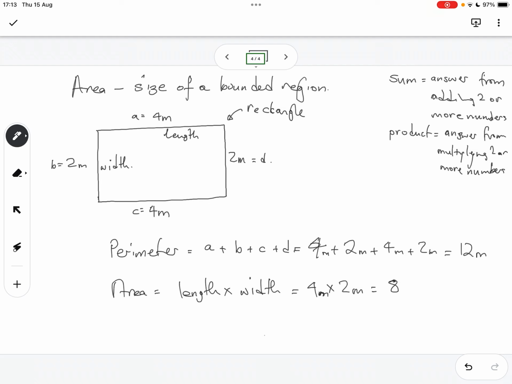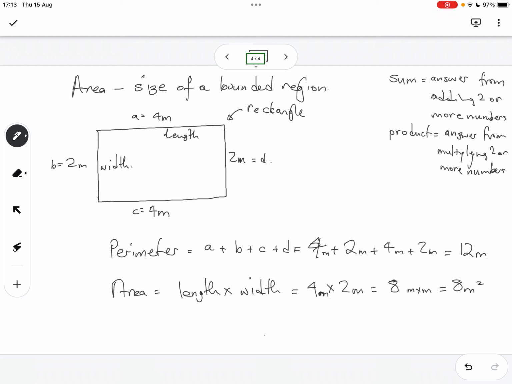But now, check here. 4 times 2 is 8. But now we have the meter times the meter. And what's that going to happen? What's going to happen with that? What do you think is going to happen? Remember I said factors and exponents. I'm going to have 8 meters squared. Yeah?